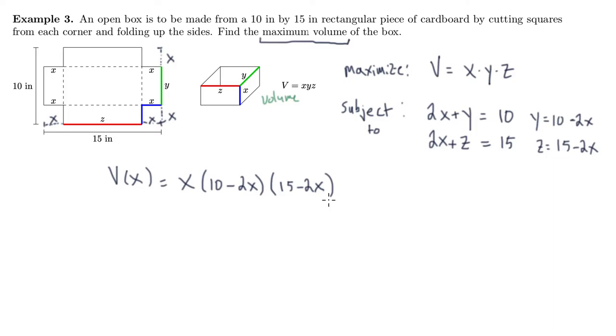Alrighty? So what about my domain? Well, of course, x needs to be greater than or equal to 0, but so do the other dimensions, y and z. But to say that y is greater than or equal to 0 is to say that 10 minus 2x is greater than or equal to 0.